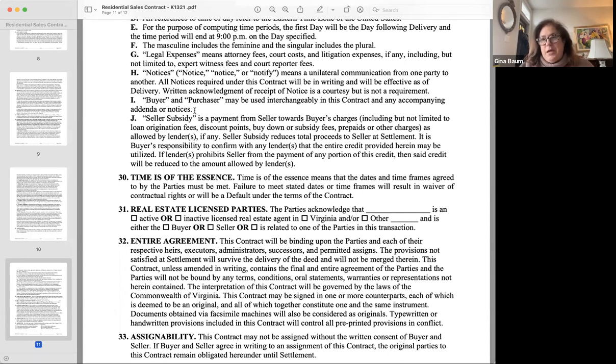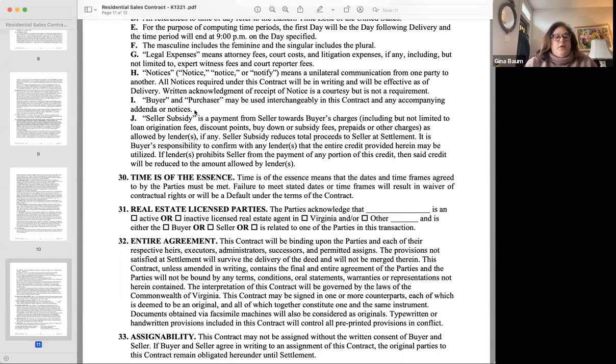I say 9 p.m. for the home inspection deadline, right? So if you want to walk based on a home inspection, you've got to get that home inspection report in by 9 p.m. and void. Legal expenses, notices: buyer and purchaser may be used interchangeably. Seller subsidy is a payment from the seller towards the buyer's charges, okay?